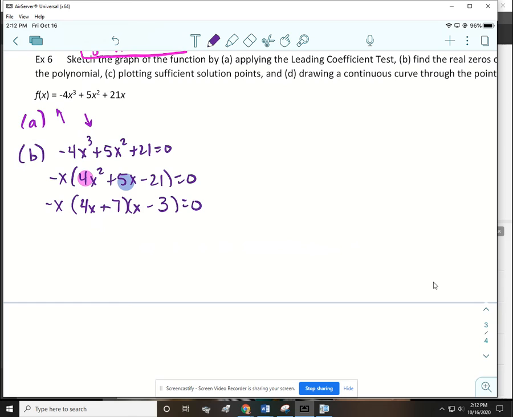Oh, I messed up. Hold on. I didn't factor a negative out of the 5. Let me fix that. All right, so now it is right. Negative 12x plus 7x gives you the negative 5.